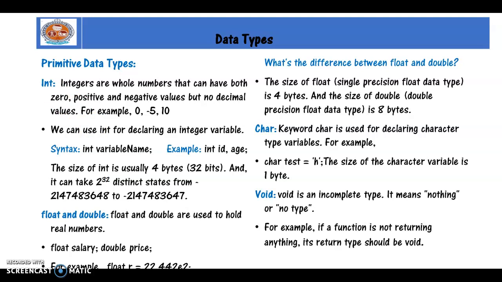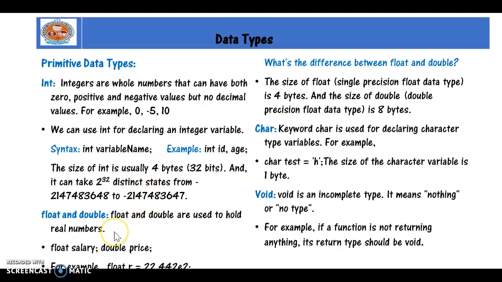What is meant by a byte? 1 byte is equal to 8 bits. The machine code consists of zeros and ones. If you want to store either 0 or 1, you need 1 bit of memory. So a group of 8 such bits is known as a byte.